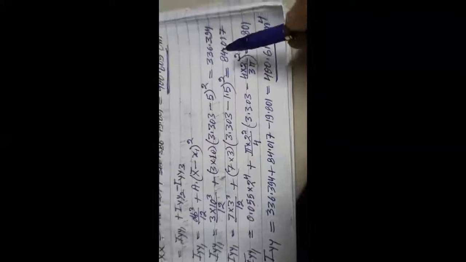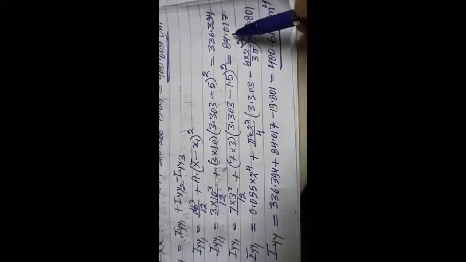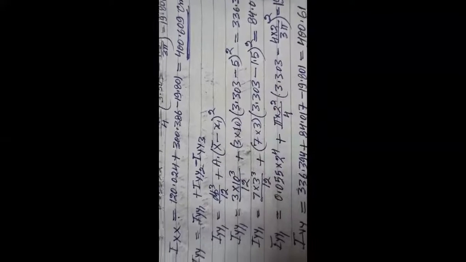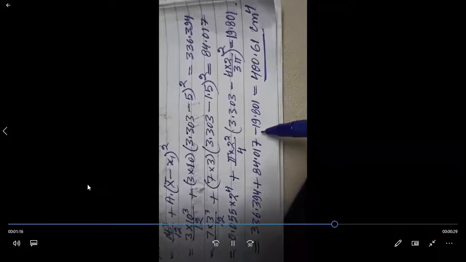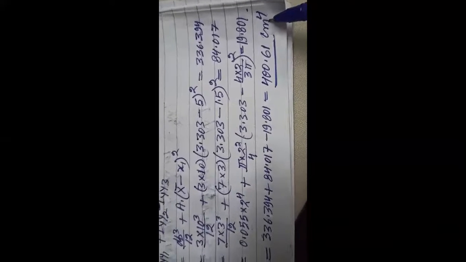Similarly, on calculating this, Iyy1 is 336.394 and this Iyy2 is 84.017 and this Iyy3 is similar, 19.801. So on putting this in this equation, Iyy1 plus Iyy2 minus Iyy3, this Iyy is equal to 336.394 plus 84.017 minus 19.801. So this will give the value 400.61 centimeter to the power 4.